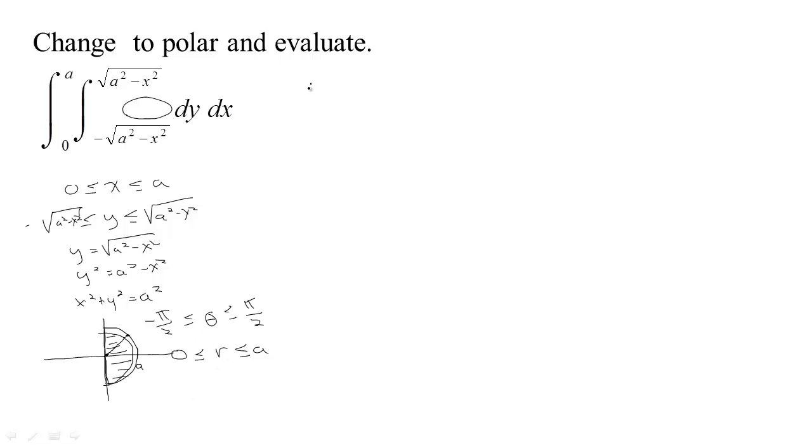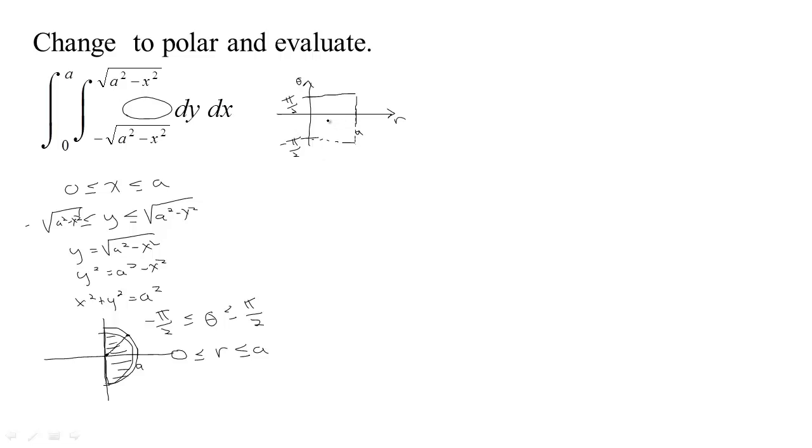Now notice that region is just a nice rectangle here. If I look at it in terms of r and theta, theta is just going from minus pi halves to pi halves, and r is just going from 0 out to this value a. So that's a nice rectangular region. The bounds are going to be particularly good here.